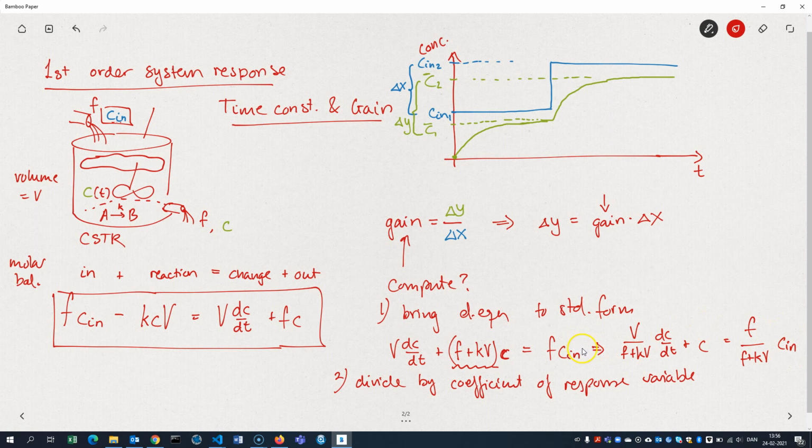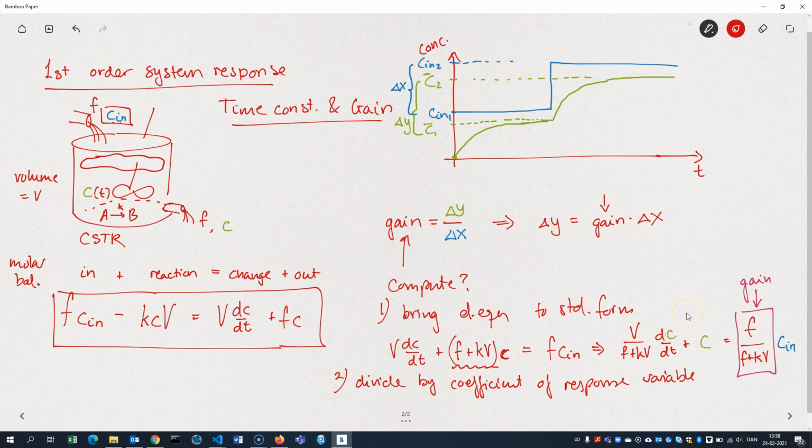Now that I've brought my equation to this form, I can directly read off the gain of this system. The gain is the number that I have here, this coefficient. And how do I know that? Well, that's the number in front of my input variable, which I might as well write in blue. So the coefficient in front of my input variable, that's the gain. If I know the flow rate, the reaction rate constant and the volume, then I can compute this number. Just for overview, I'm going to change the color of the response variable into green.